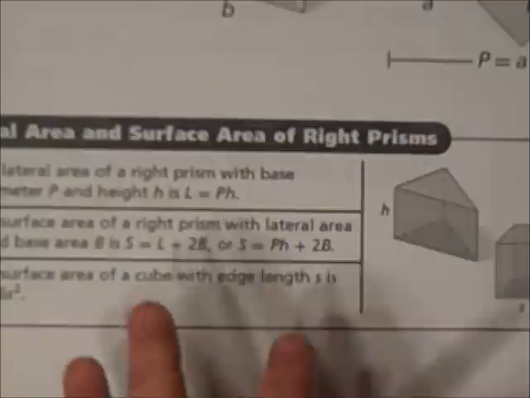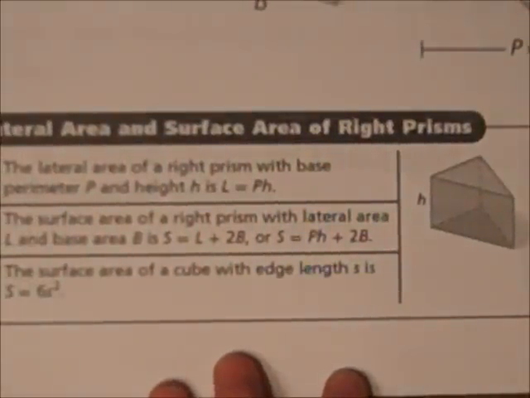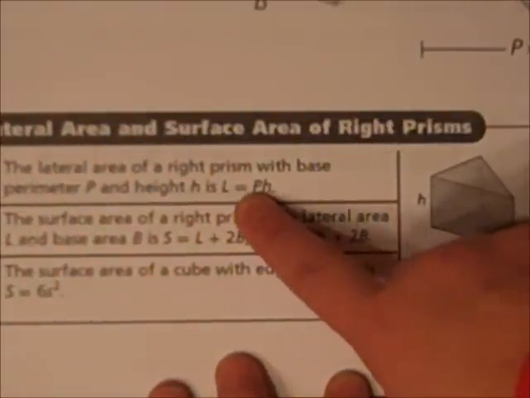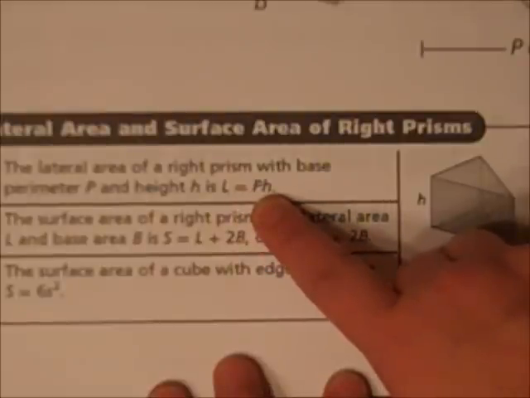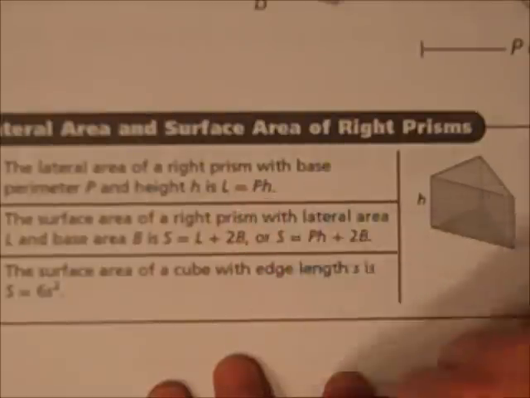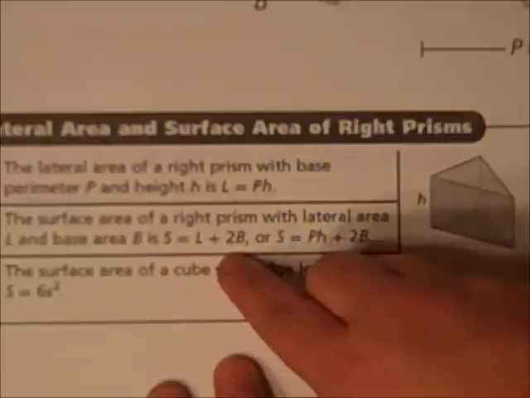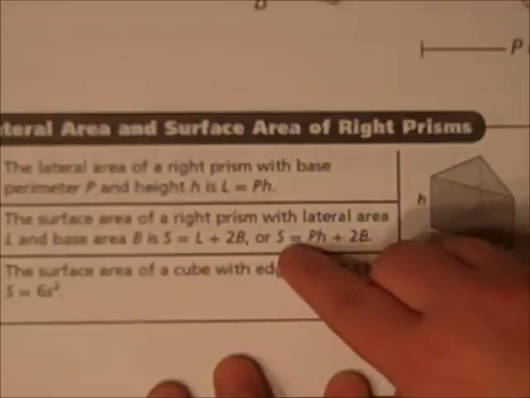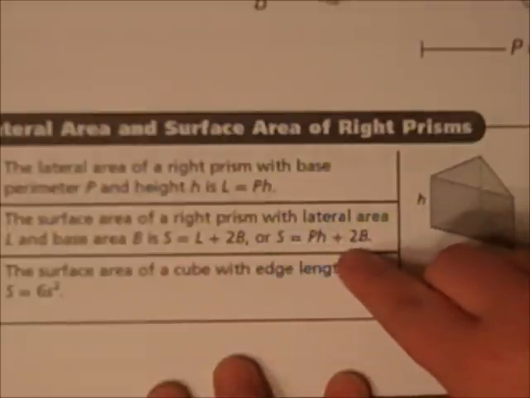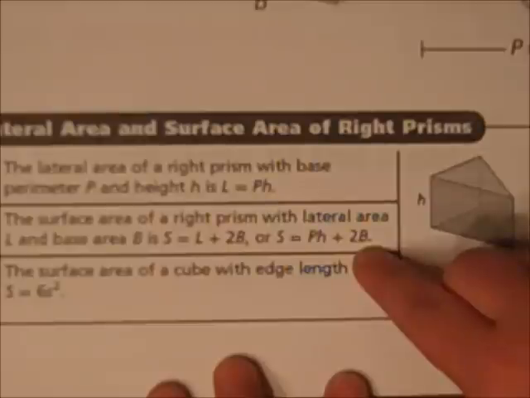Okay, so this is tiny. I'm going to zoom in for a second. Alright, so the lateral area of a right prism is pH. So remember, capital P stands for perimeter of the base, and then height stands for the height of the prism. Then total surface area, you're going to have your lateral, and then you're going to put your bases on. So pH for lateral plus 2B. Remember, big B stands for area of the bases.